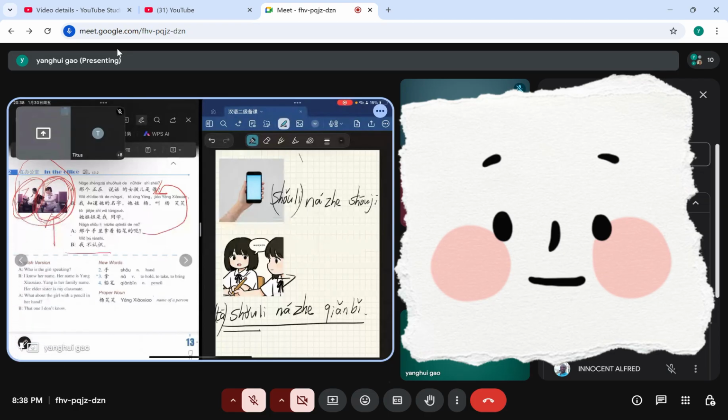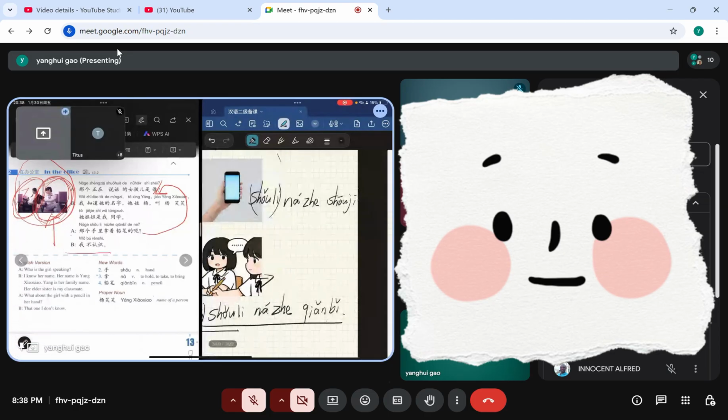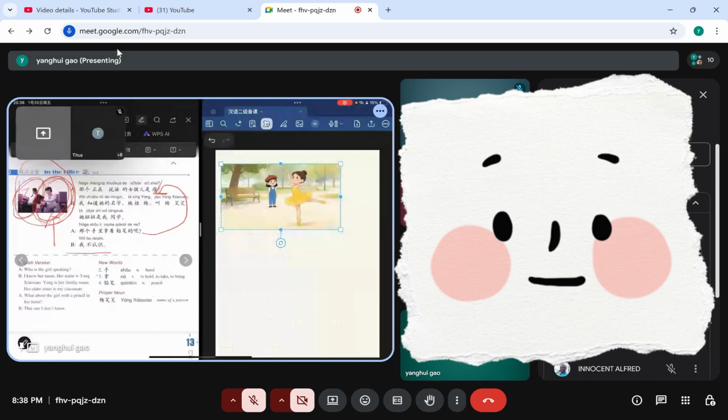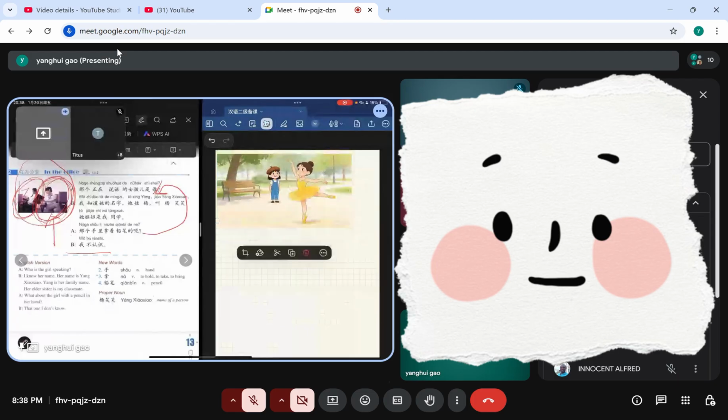I see this one. Okay, so now if you don't know these two girls, you don't know who they are, you can just try using this structure: 那个正在说话的女孩是谁. You can try to use this structure to ask who each of them is.